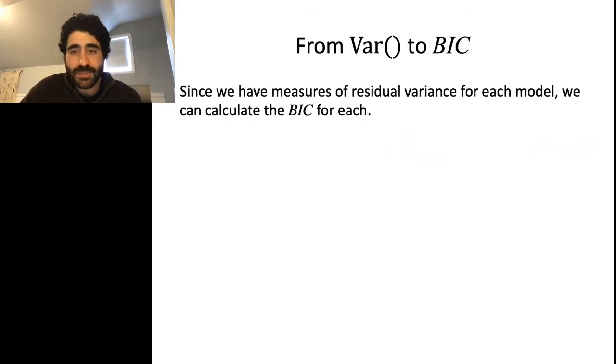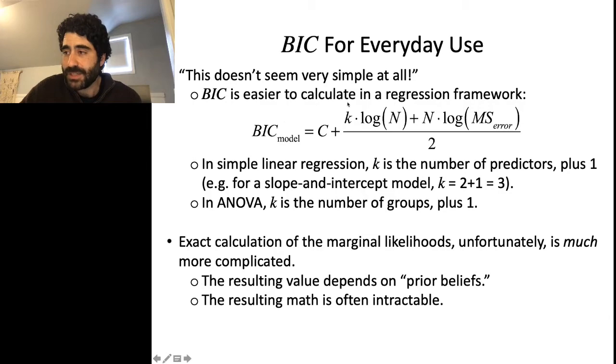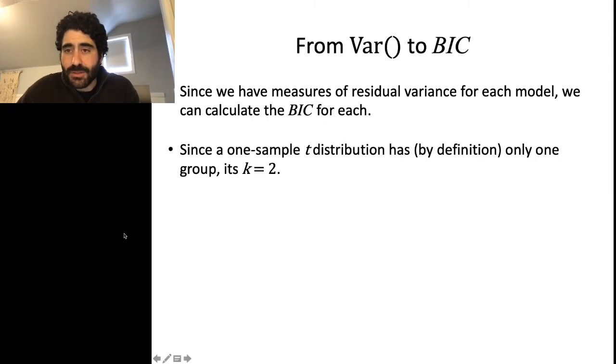Okay, so we can calculate these BICs for each. We're going to use this formula from a couple slides ago, this regression BIC formula, where the MS error is going to be the second term, and then we need to figure out this first term. We need to figure out what this K is for how complicated each model is. For the one sample t-distribution, where we're just predicting the mean, that has just one group. So its k is 2, the number of groups plus 1. So we can work out its BIC.